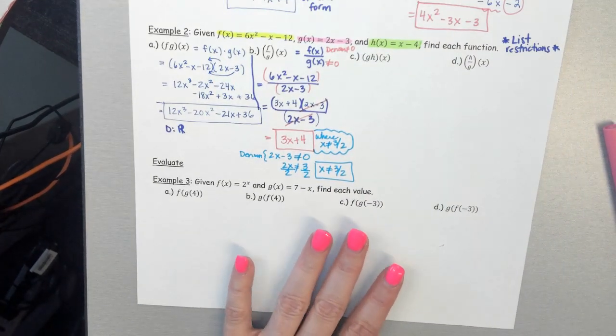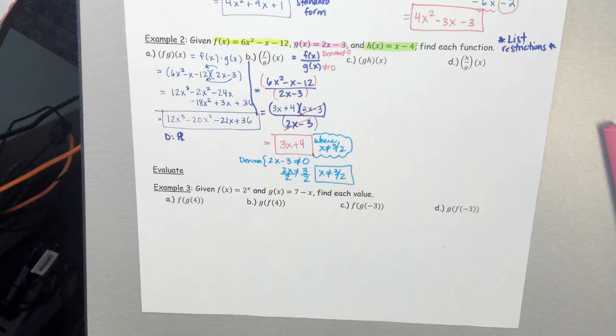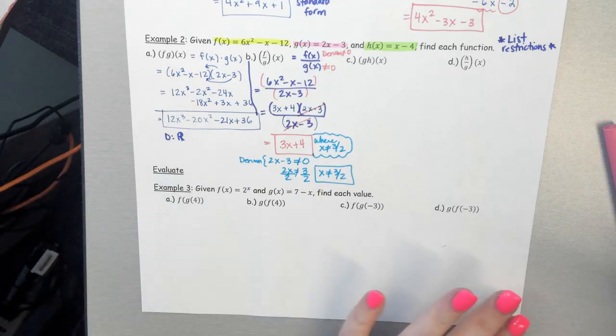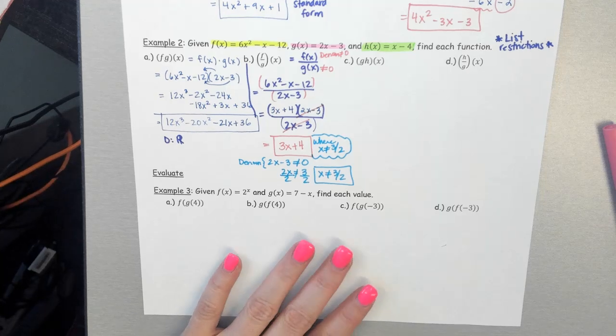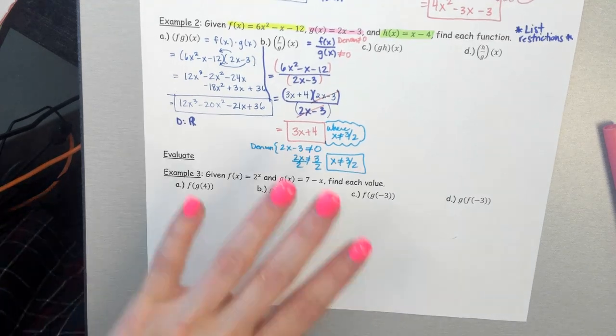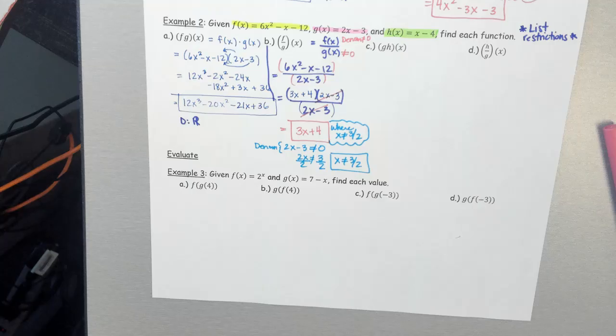Okay, so the only time you're going to have to worry about the restrictions is if you have that division or if you had a fraction with a variable in the denominator. Okay, so I want you to try part C and part D.